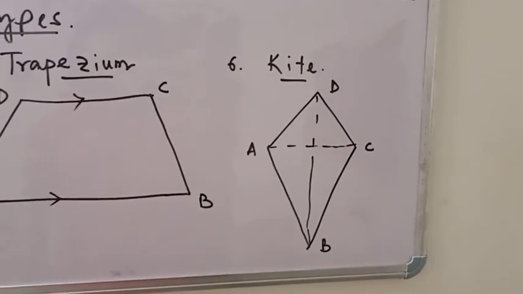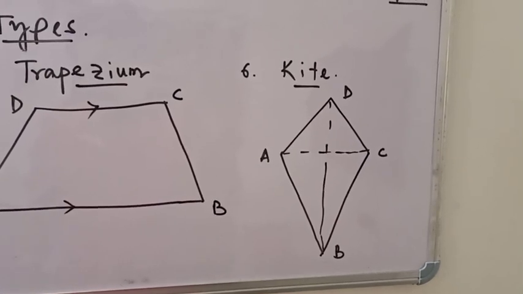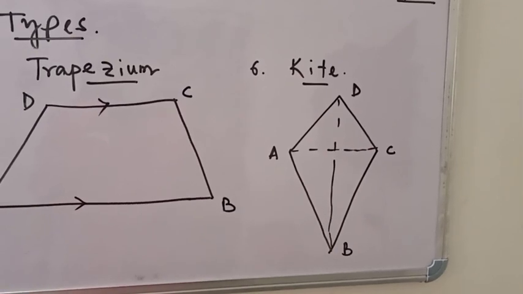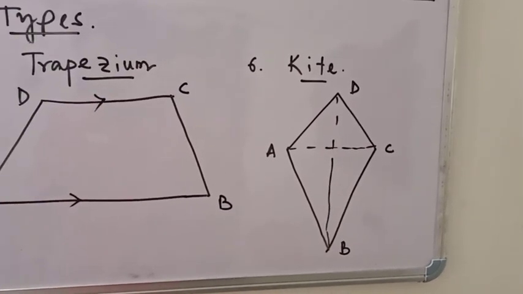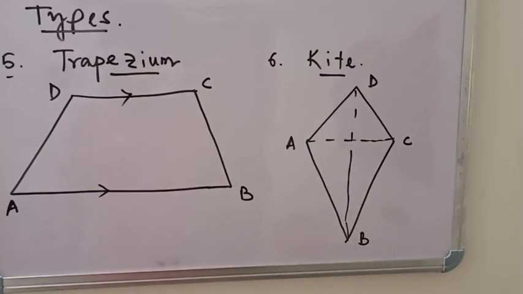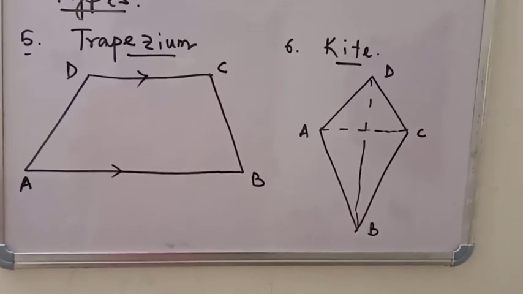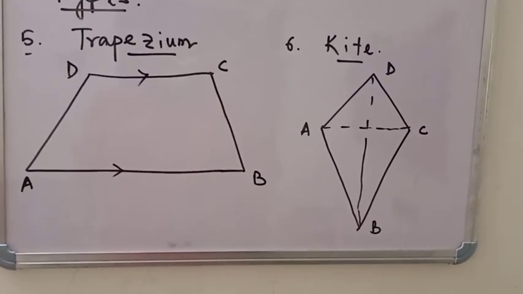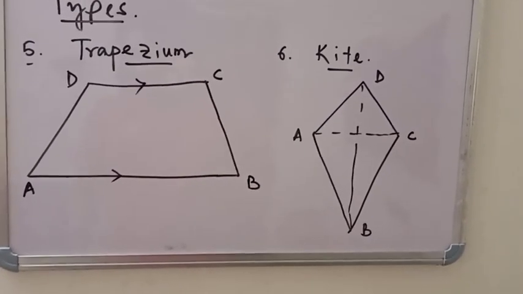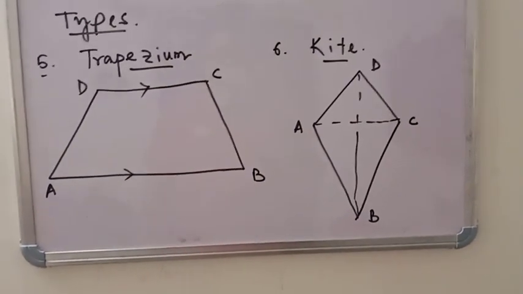Next is kite. A kite is a quadrilateral in which the adjacent sides on either side of one diagonal are equal. So that means AD equals DC and AB equals BC. In the property, the diagonals of the kite are perpendicular to each other, and the diagonal on either side of which the adjacent sides are equal is bisected by the other diagonal. Now we are going to the exercise.